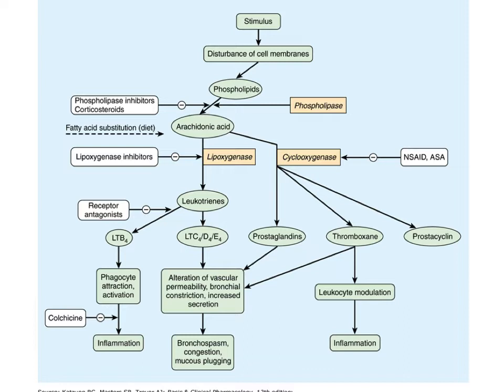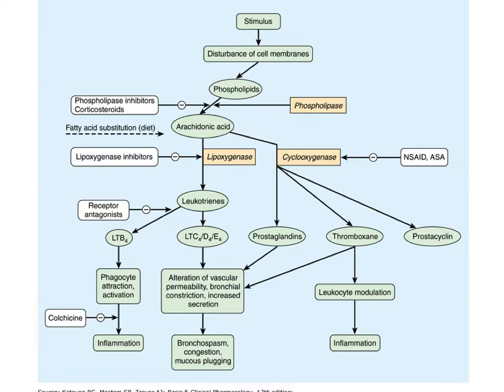Leukotrienes C, D, and E can cause alteration of vascular permeability, bronchial constriction, and increased secretion, leading to bronchospasm, congestion, and mucus plugging. Now, focusing on the cyclooxygenase pathway, we know that the prostaglandins also can cause modulation of the leukocyte to activate the inflammatory pathways. In addition to that, they also cause changes in the bronchial tree, causing increased edema or permeability, increased constriction, and increased secretion.